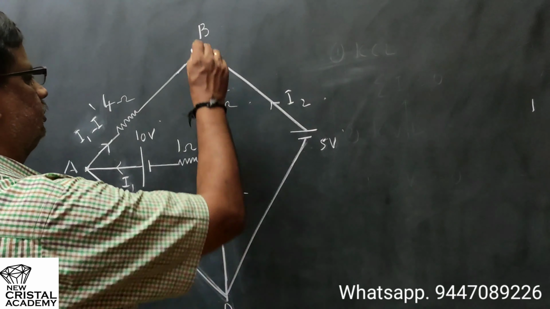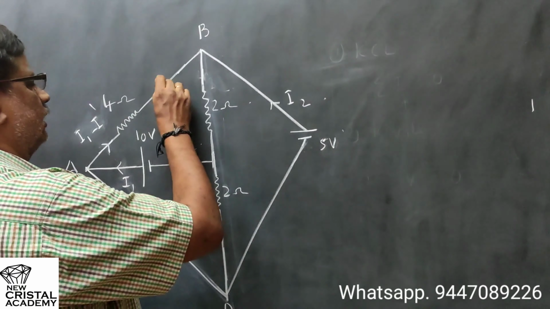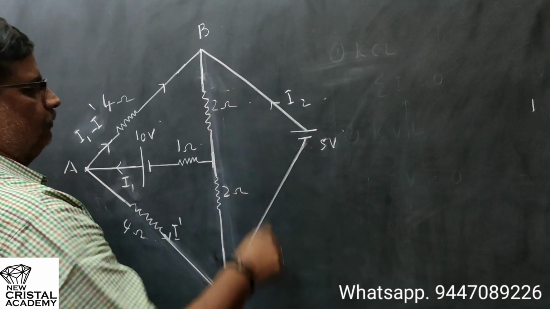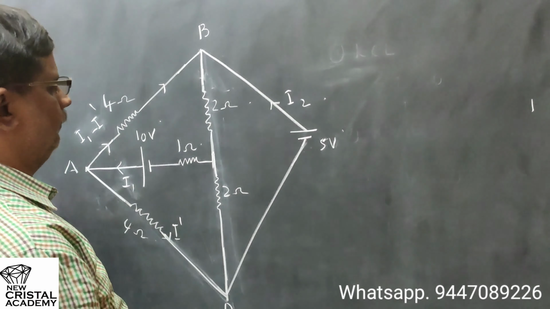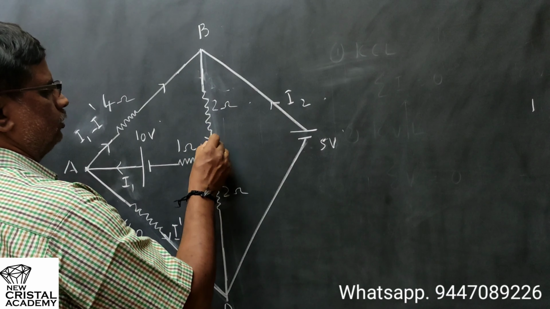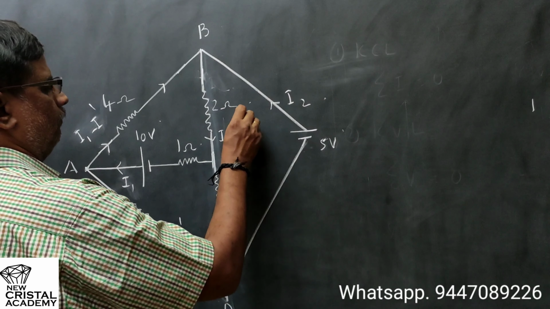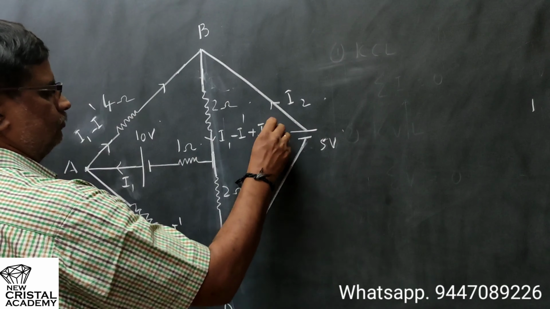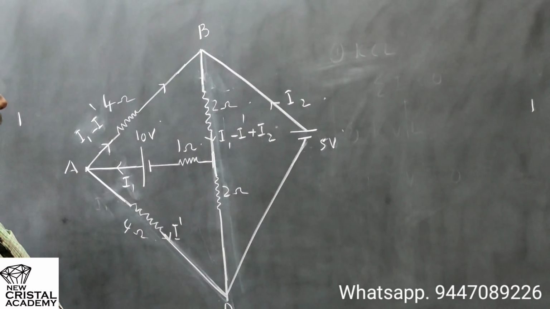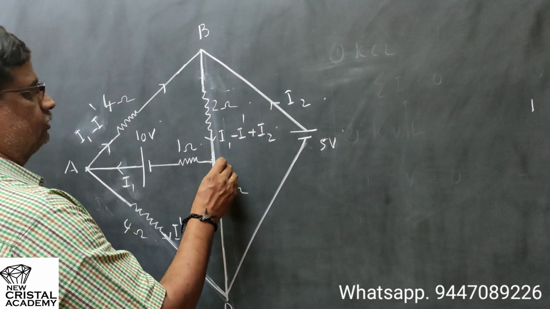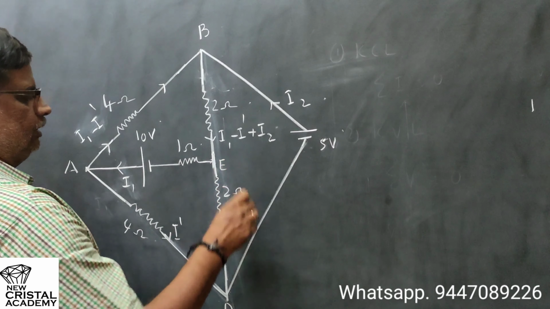Now let us look at the junction B. Here the currents arriving are I1 minus I dash from A and I2 from B. So both of them will combine and flow down through the 2 ohm resistor, and the current will be I1 minus I dash plus I2. So now you have a current I1 minus I dash plus I2 entering this junction. Let us call it E.